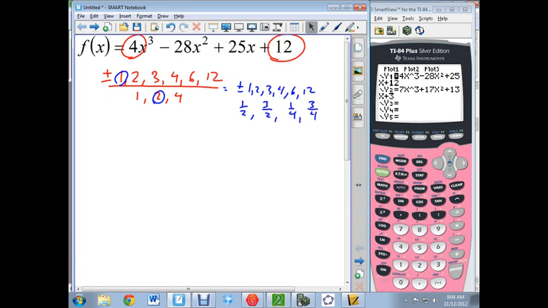But if you look at this, it's a lot of numbers, positive and negative, 1, 2, 3, 4, 6, 12, 1 half, 3 halves, 1/4, and 3/4. That's a lot of numbers that we'd have to plug into this equation to see if one of them got me 0. So I don't want to test all those. So what I want to do is kind of narrow down my choices.